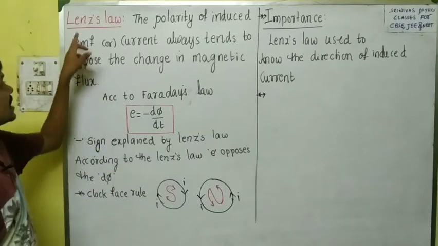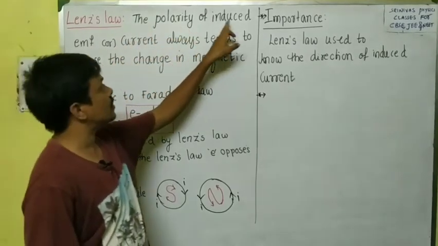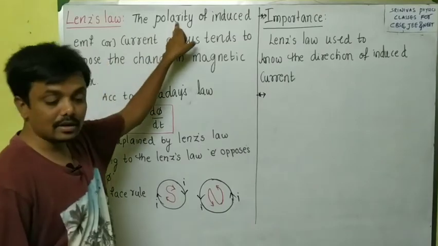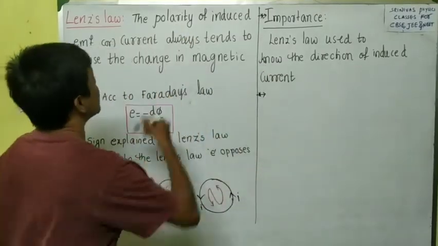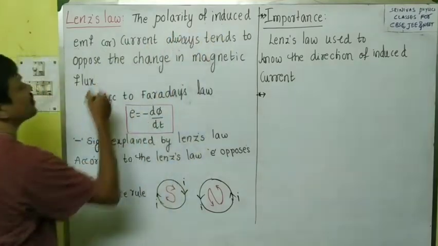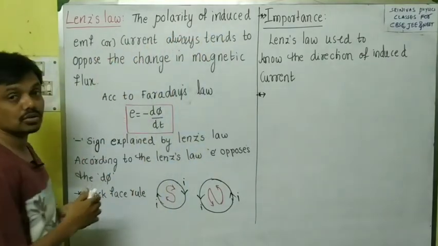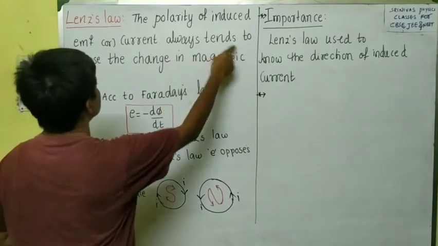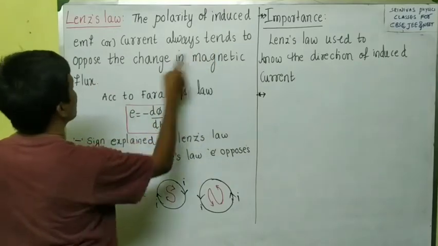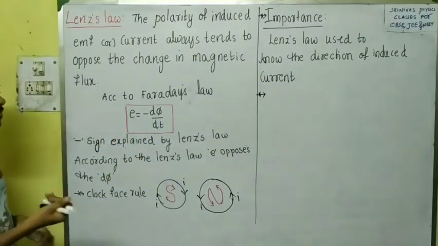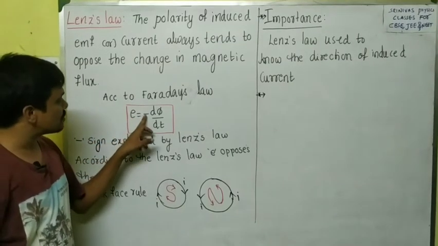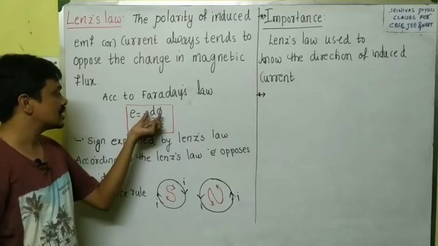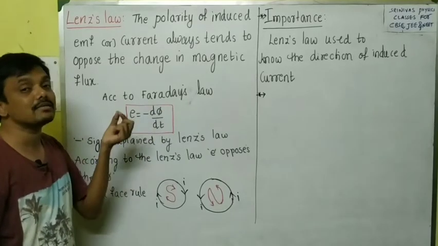Now, what is Lenz's law? The polarity of induced EMF. Polarity means direction. The direction of induced EMF, or the direction of the induced current, always tends to oppose the change in magnetic flux. That means here the EMF is being induced, and this induced EMF's minus sign indicates it opposes this d phi, the change in magnetic flux.